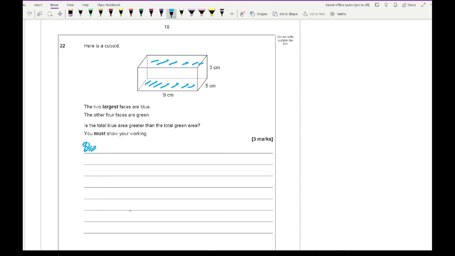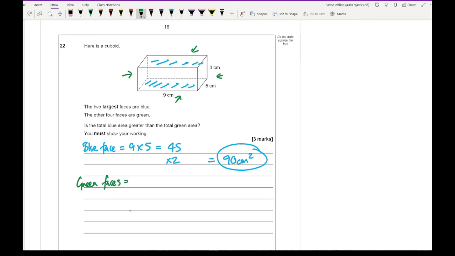So here, the blue face is going to be 9 times 5, which is 45, and I've got 2 of those, so it's going to be 90 centimeter squared in total. Now, in terms of the green faces, well, I'm going to have the 2 side panels and these two here. So in terms of the green faces, I'm going to have 5 times 3, which is 15, and I've got 2 of those, so that's 30. And I've also got 9 times 3, which is 27, and again I've got 2 of those, so that's going to give me 54. So what I then need to do is add those 2 numbers together to get the total. So the total green is going to be 84 centimeter squared.